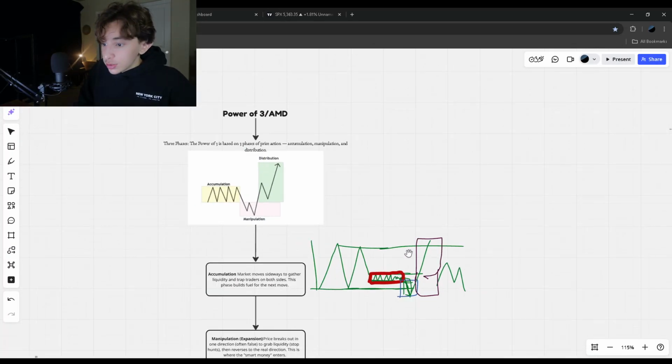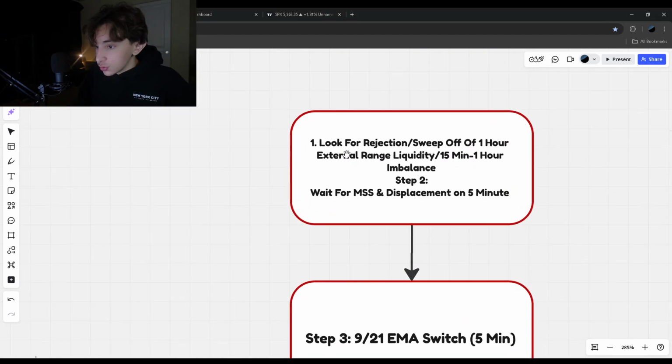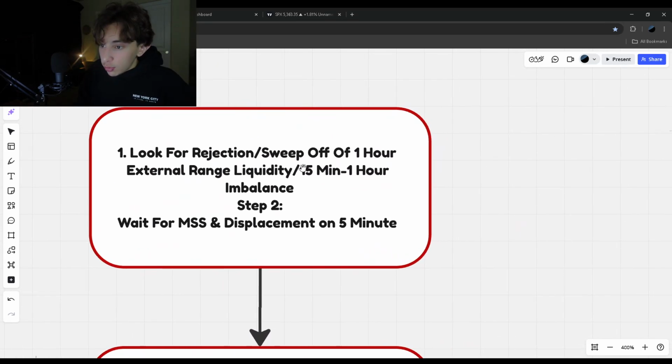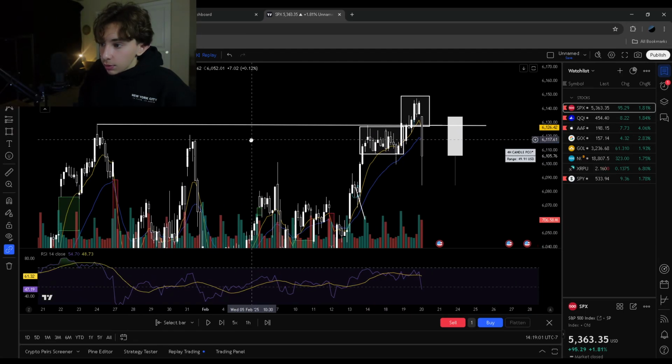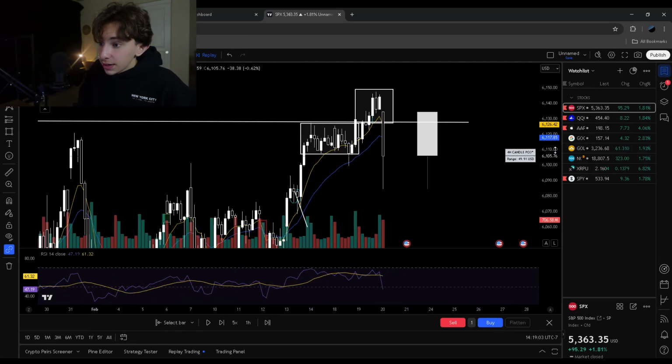So if anyone knows anything about my model, the first thing that I look for is what? Rejection or sweep of 1 hour external liquidity, or the 15 minute 1 hour imbalance. So we already have that. Rejection off of a 1 hour imbalance. The next step, we have accumulation, manipulation. I didn't really write this down because this is pretty much the lesson.